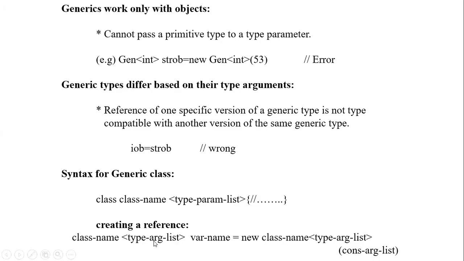ArrayList of String list is equal to new ArrayList of String. I don't have any constructor arguments, so this bracket was empty. This is what we wrote with respect to our example. Shall I proceed further?